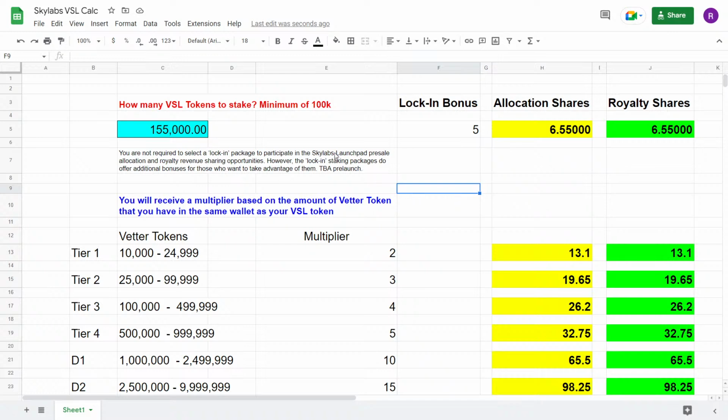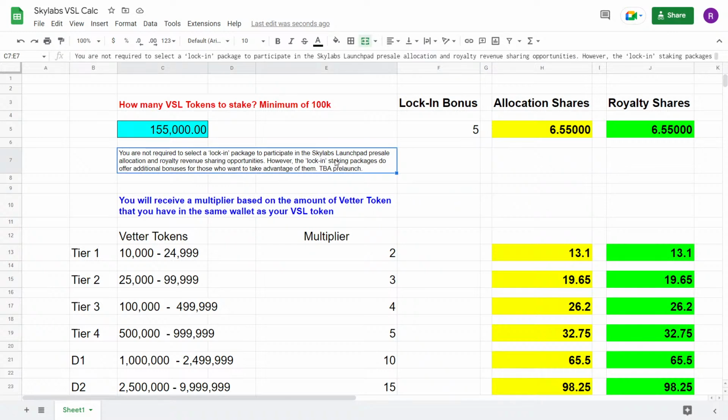Now, one thing I do want to make note of, this note right here says: you are not required to select a lock-in package to participate in the Skylabs Launchpad pre-sale allocation and royalty revenue sharing opportunities. However, the lock-in staking packages do offer additional bonuses for those who want to take advantage of them. So it's totally optional, but if you do take advantage of it, there are perks for that.